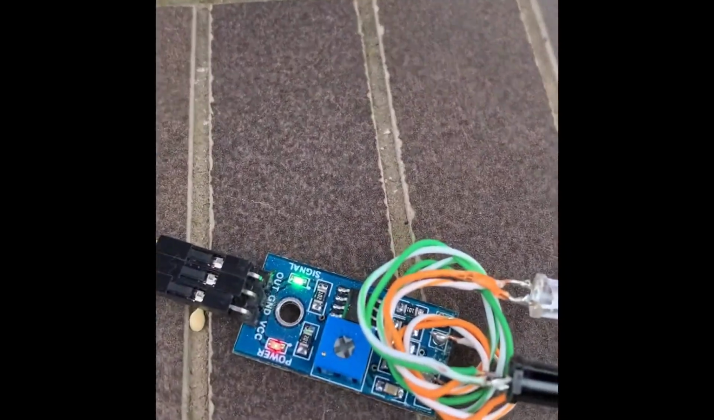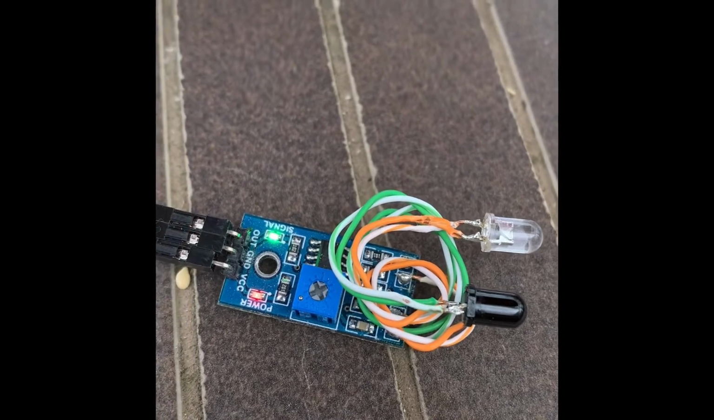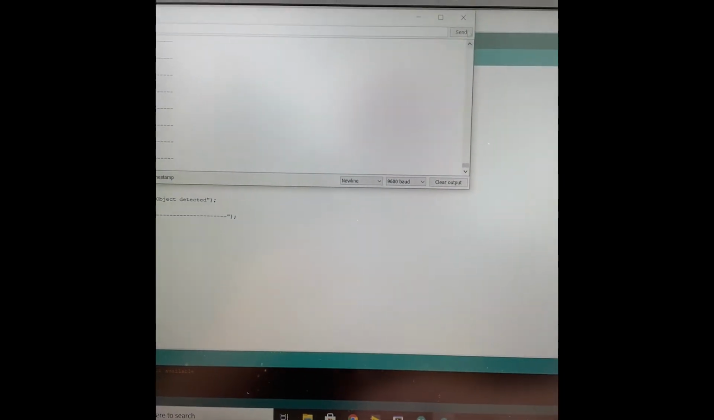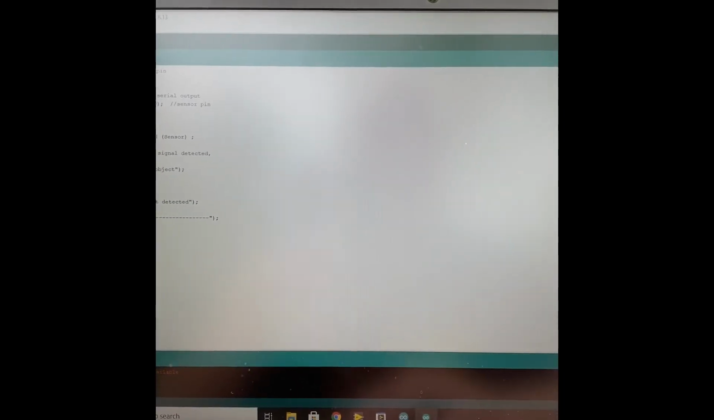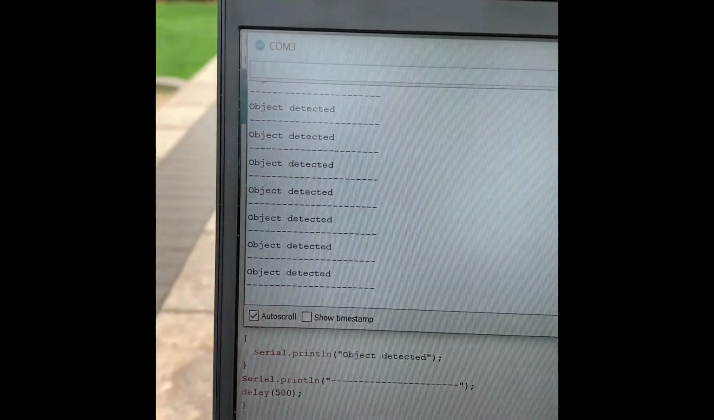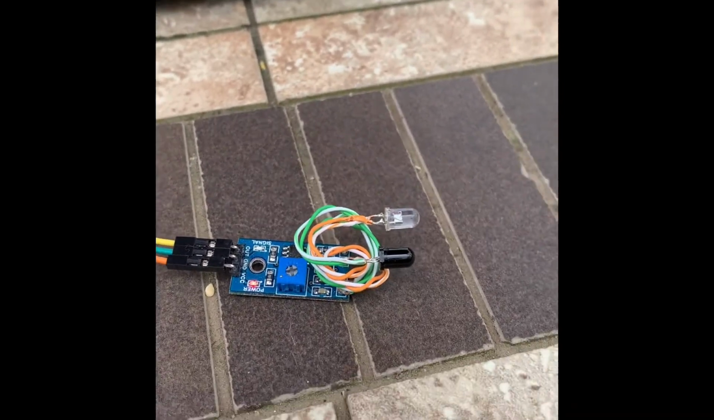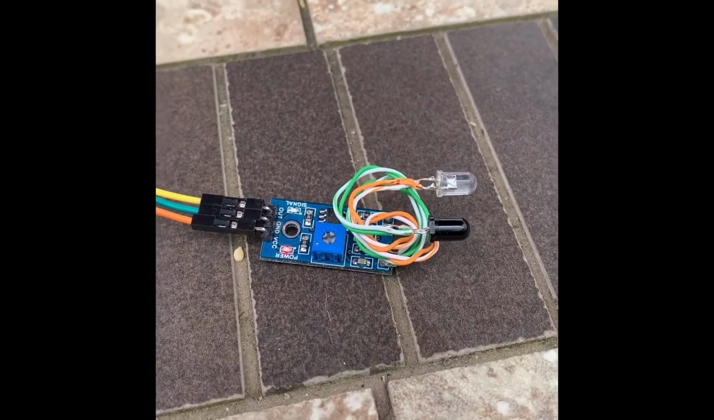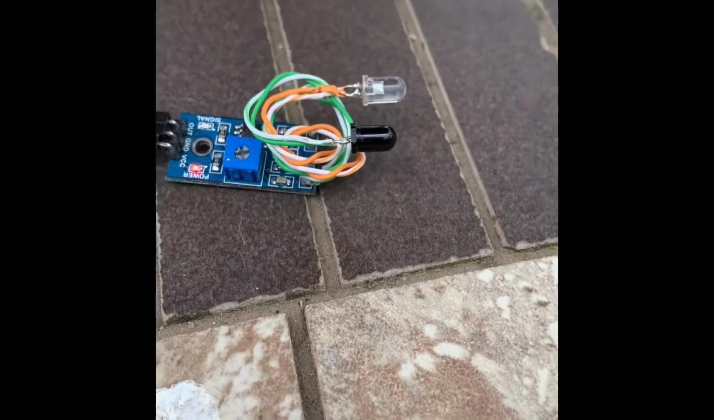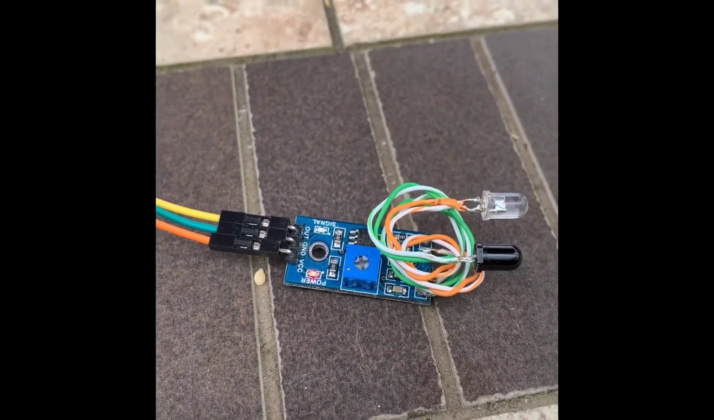All right, so I do see that the signal light is on. Let's restart this serial monitor. Okay, so you can see what it's saying is object detected, even though there's nothing there. Totally cloud cover day, but the IR rays from the sun are getting through, and this sensor is not working.